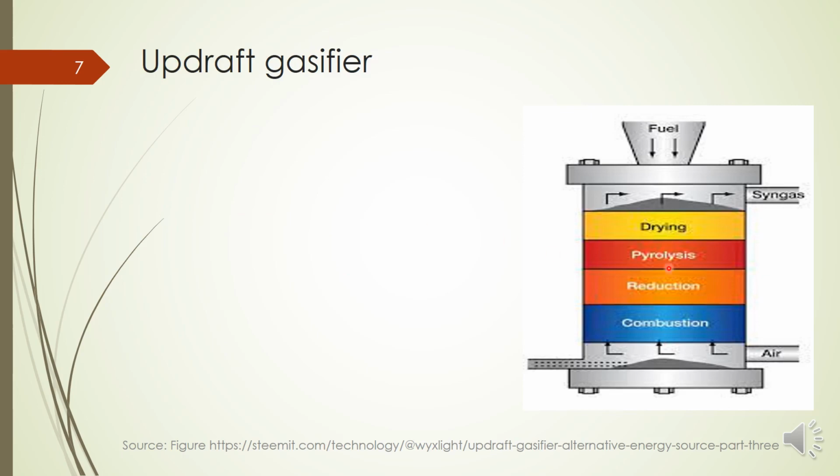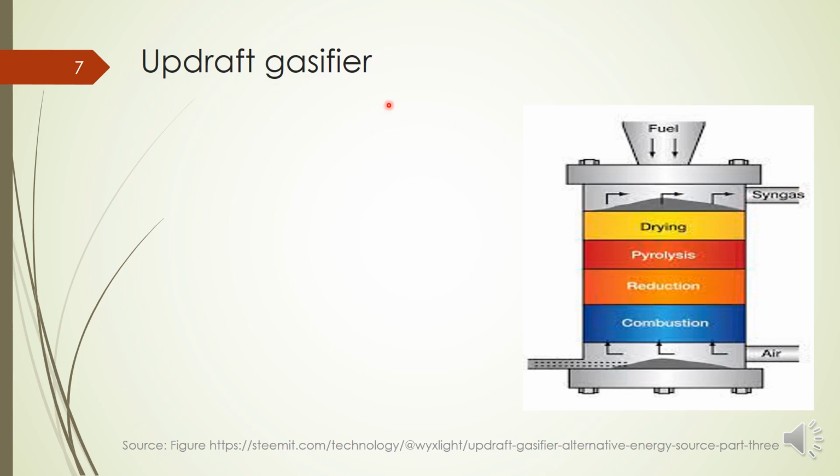So this is a figure of the updraft gasifier. You can see here the air is coming from the bottom and going up, and our fuel or biomass is fed from the top. So they are in counter current motion. The solids will be moving in this direction. You can see the solid will slowly move through this combustion chamber, and finally the ash will be collected here, and the gas or the air will be moving in this direction, and our syngas will be collected from the top.